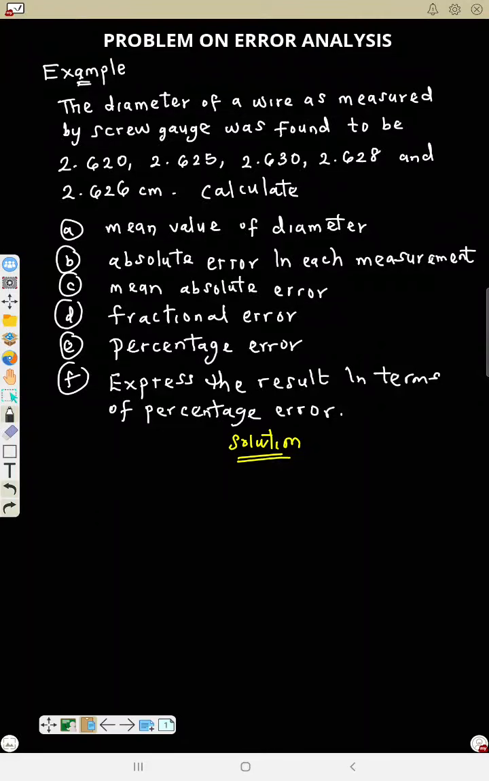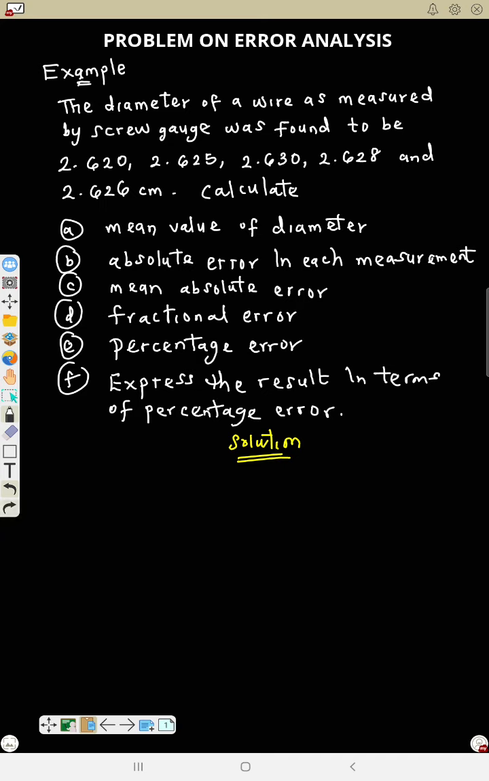In this video, let's solve a problem on error analysis. We have the diameter of a wire as measured by a screw gauge, which was found to be 2.620, 2.625, 2.630, 2.628 and 2.626 centimeter. All are in centimeter.